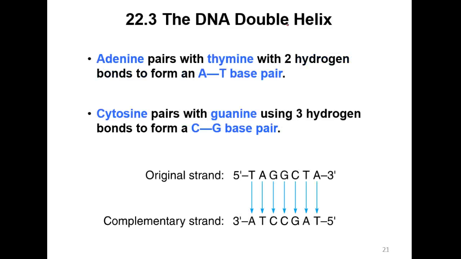Okay, so here's the slide. I just gave you a heads up. Adenine pairs up with thymine with 2 hydrogen bonds to form an AT base pair, and cytosine pairs up with guanine using 3 hydrogen bonds to form a CG pair. Again, that's in DNA. In RNA, instead of T it would be U. Also remember it's always opposite: 5 to 3, and 3 to 5.